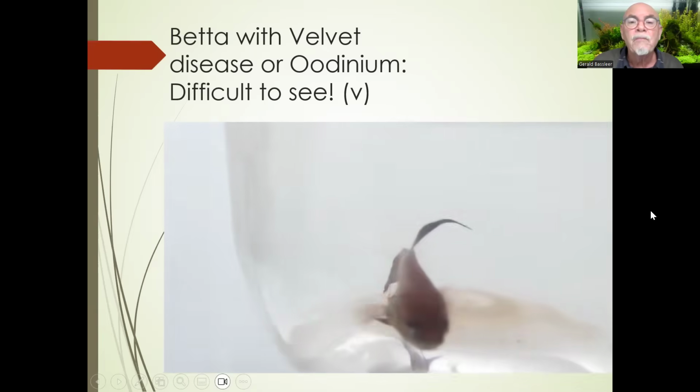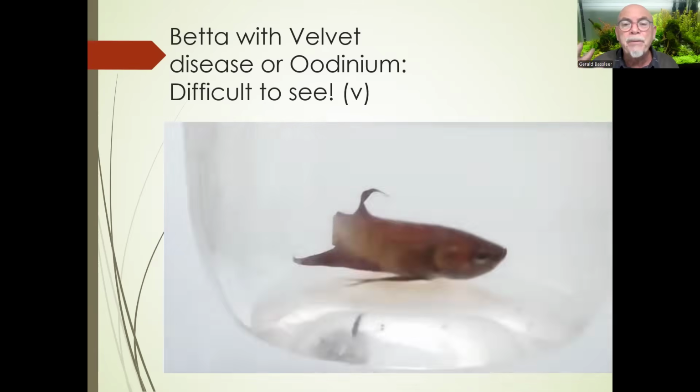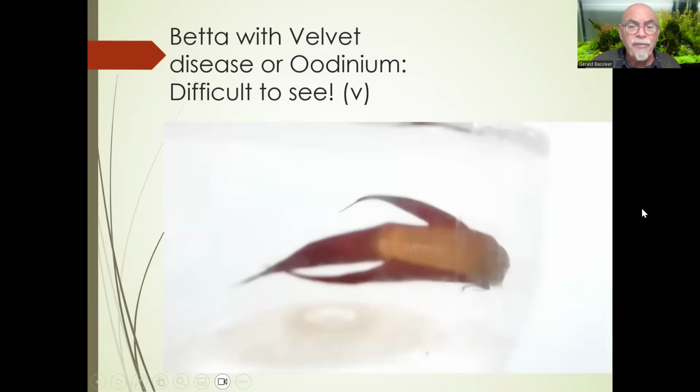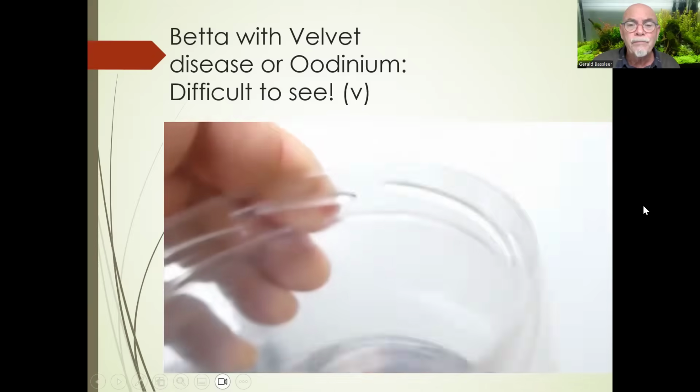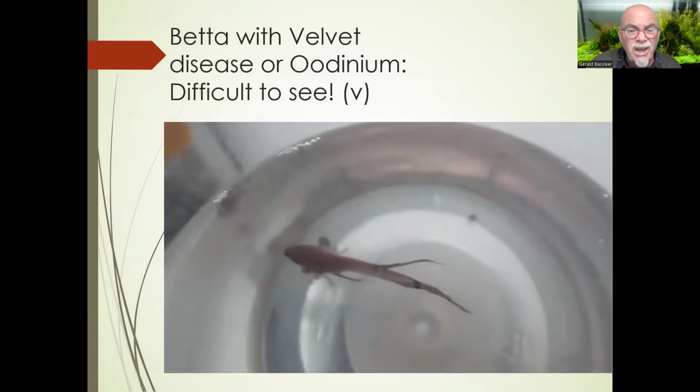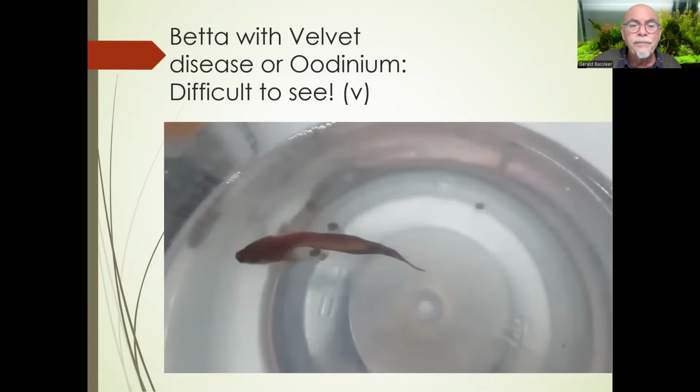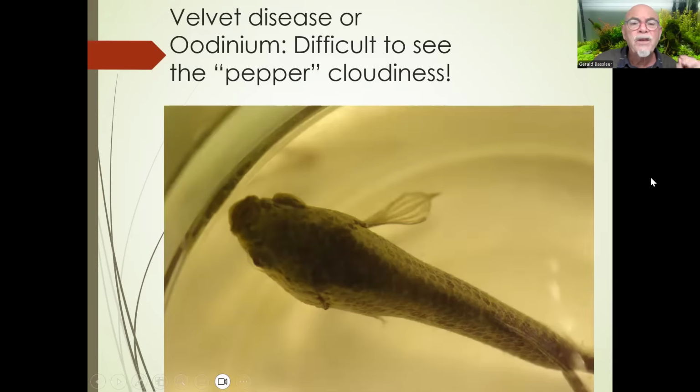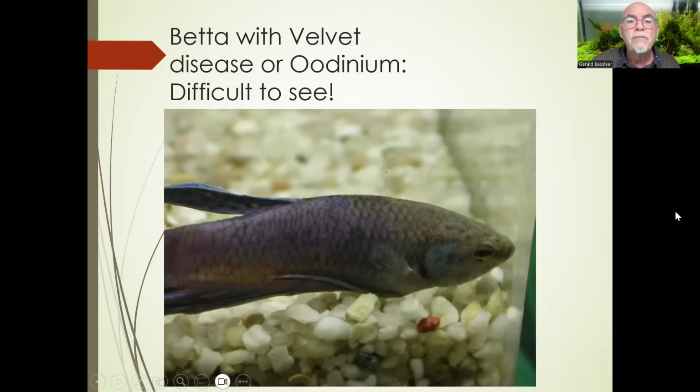Here is another betta with a cloudy appearance. And we found Oodinium parasites. The fish is skinny, it's wasting away. And a peppery cloudy skin. Look on this betta, the peppered appearance, pepper powder appearance. Also on this one, it's difficult to see. You can see it in certain parts of the body. If you look closely, you can see the peppered appearance on that fish.